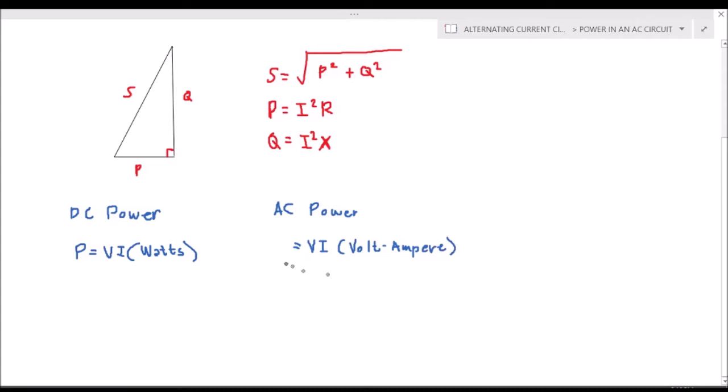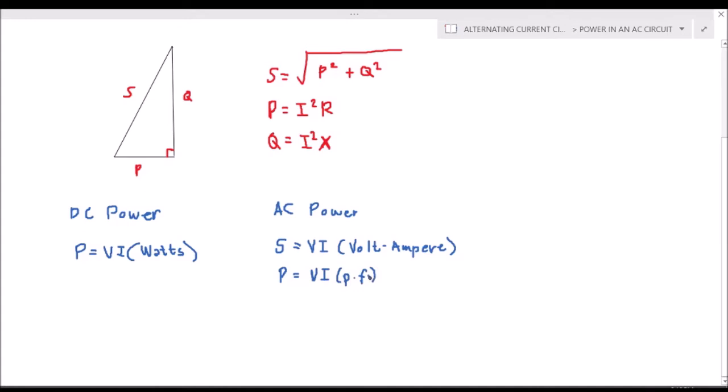Volt ampere is the unit, and this is now the apparent power. So that is the difference between DC power and AC power. We still have the V times I, but in the DC power, it is watts. In the AC, that is volt ampere. So if we are going to get the power, the real power in watts in an AC circuit, it is equal to V times I. Then we have the so-called PF, or the power factor.